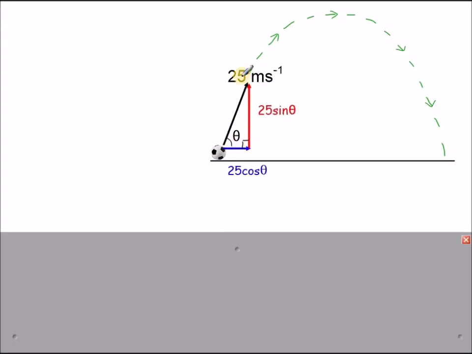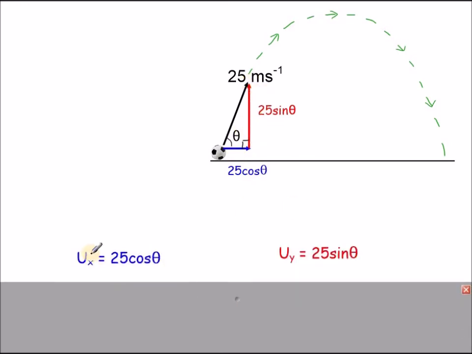So horizontally we have 25 cos theta, because that's the adjacent side to the angle, and vertically 25 sine theta, it's the opposite side. Again, check the direction of the arrows in your triangle. So the black arrow takes us from the starting point to the ending point here. And if we follow the blue and red arrows, we should start and end at the same place. So start here, along here, and then straight up. So they are pointing in the correct direction. So we have the horizontal velocity component, ux, and the vertical velocity component, uy.